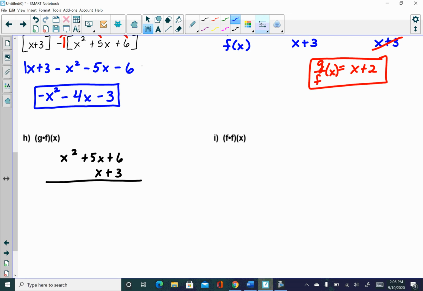You don't have to do it my way. I'm just showing you a way. When you write it like this, I think it helps keep everything lined up. Okay, you like your like terms. So just do this like you would do normal long multiplication. So 3 times 6 is 18. 3 times 5x, 15x. 3 times x squared, 3x squared.